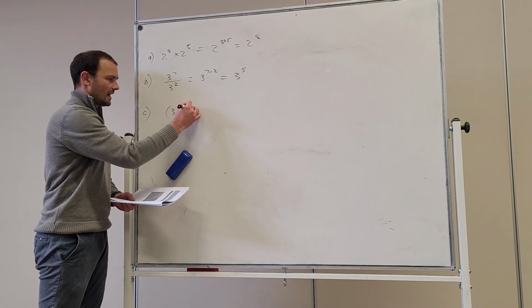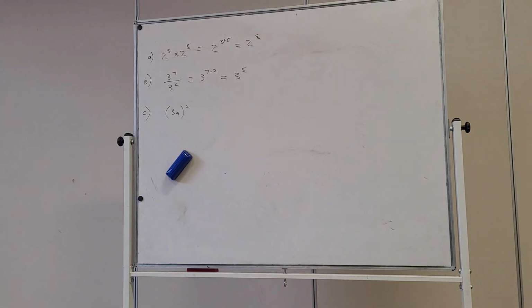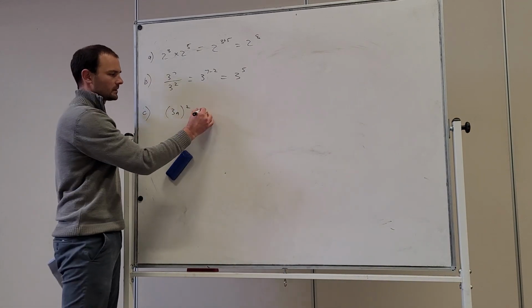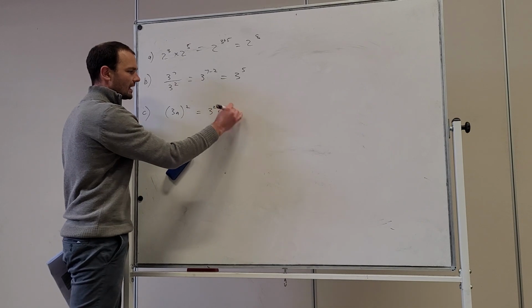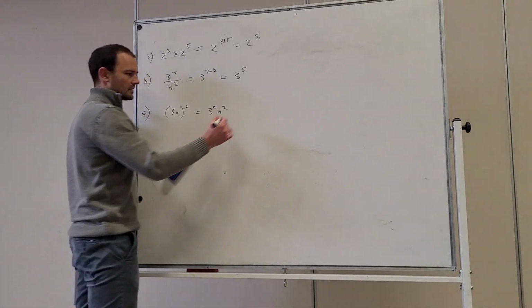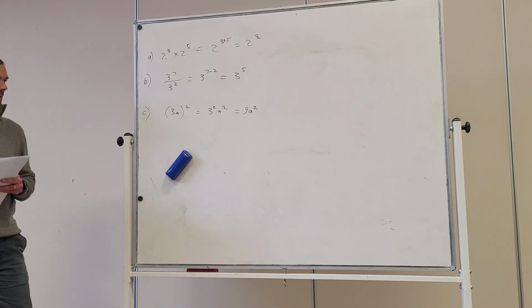Alright, we have 3a squared. So now I'm looking at the fourth index rule. If we have ab to the power of n, this power needs to apply to both terms. So this is going to be 3 squared a squared. And to write it in simplest form, that's 9 lots of a squared. Okay, so notice how the power applies to both.